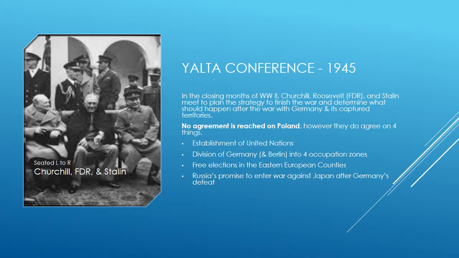Before the end of World War II, in the spring of 45, the Big Three, Churchill, FDR, and Stalin meet at the Yalta Conference, to decide what to do with the rest of the war and what to do afterwards. They were unable to reach any agreement on Poland. However, they do agree to establish the UN, the division of Germany into 4 occupation zones, that there would be free elections in the Eastern European countries, and Russia promises to enter the war against Japan once Germany is defeated.